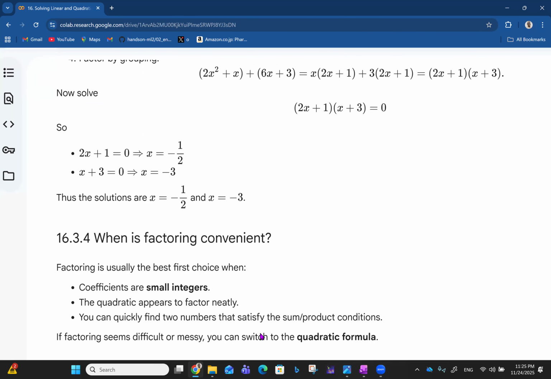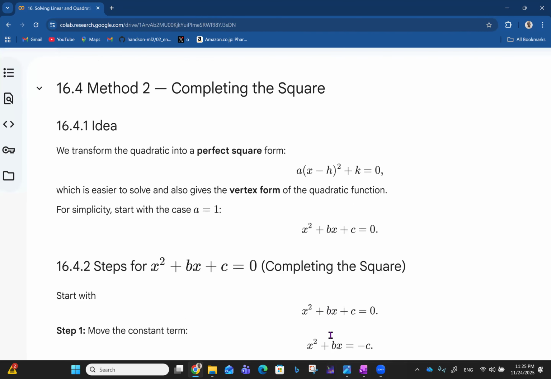Now, when is factoring convenient? Factoring is usually the best choice when coefficients are small integers. So if you have small integers, factoring is excellent. The quadratic appears to factor neatly. So if you can factor neatly, like all the cases we've seen, factoring works. You can quickly find two numbers that satisfy the sum and product conditions, right? If factoring seems difficult or messy, you can switch to the quadratic formula, which we go for next.